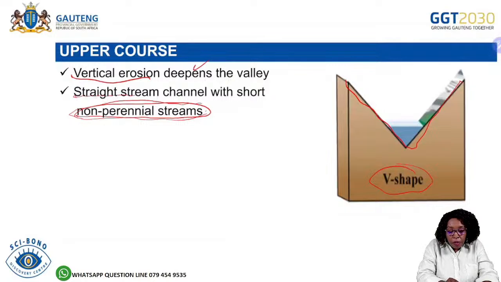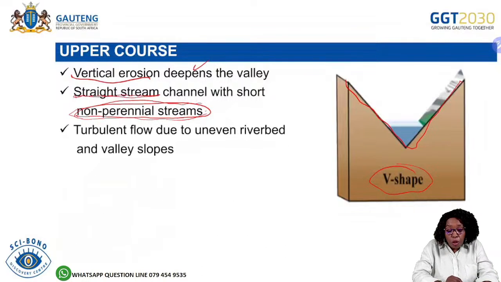And then also what we can identify there is a straight stream channel, which we will draw the distinction from when we look at the river as it progresses into the middle course as well as the lower course. The type of flow that is taking place, as my colleague Rina has alluded to, would be turbulent flow. In the previous presentation, you drew the distinction of what a turbulent flow is. So turbulent flow is due to an uneven riverbed. The riverbed is uneven, so it's more rocky, and therefore the flow becomes turbulent. And also it's because of the valley slope, which is steeper there.